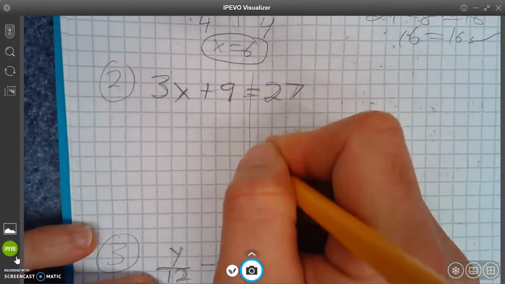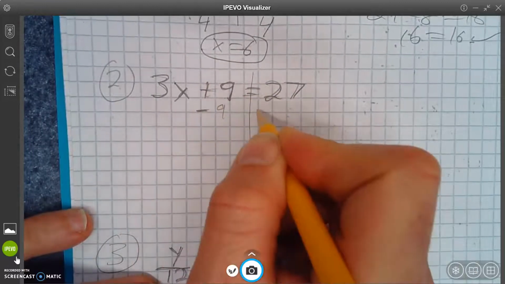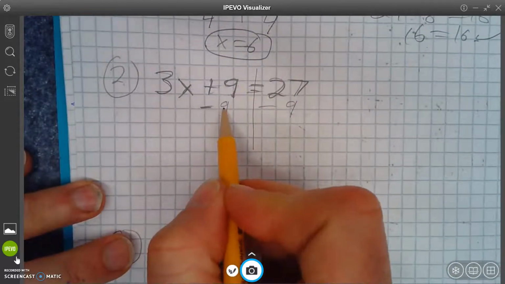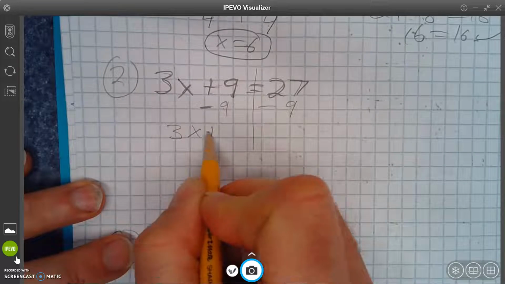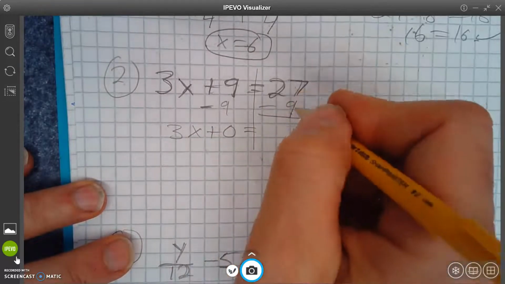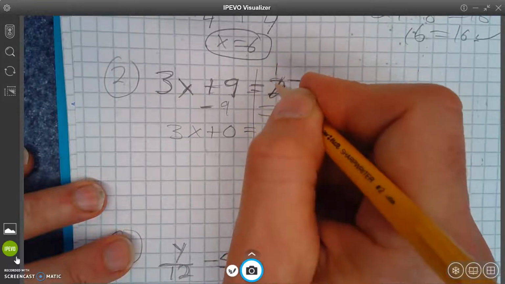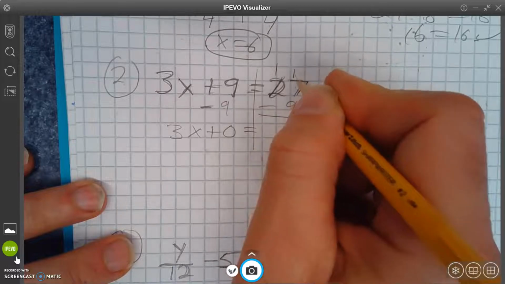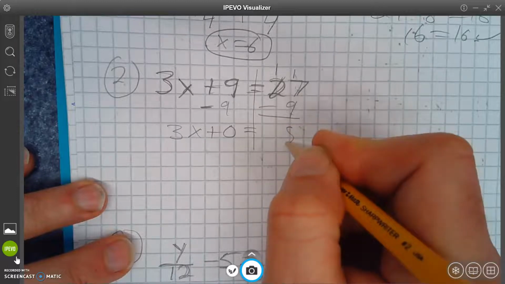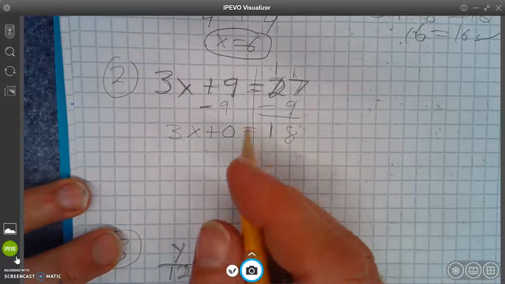All right, let's see. What's the opposite of positive plus 9? That would be, yeah, minus 9. Cool. Okay, 9 minus 9 is 0. 27 minus 9. Uh-oh. 7 can't be subtracted from 9, so I'm going to borrow from the 10s right here. So I'm going to take a 10 away and put a 10 here. So that's 17. 17 minus 9 is 8. 1 minus nothing is 1. Yeah, sometimes you got to do old school.